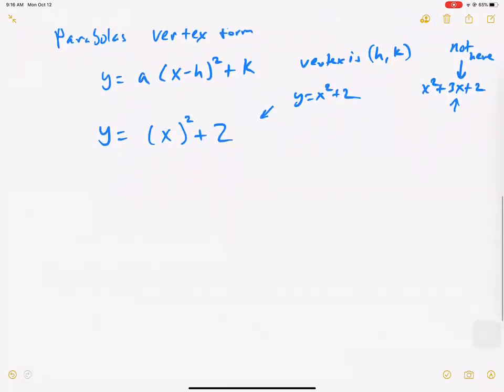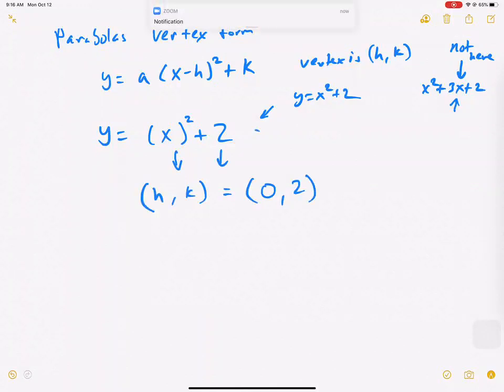So if we do have this pattern, let me ask you, what is your h value and what is your k value? Hopefully you are saying h is going to be 0 and k is 2. And to rewrite this, it's really x minus 0 squared plus 2. Right? x minus 0 is x. So we don't have to see a 0. We can assume that there's one there, because the 0 doesn't affect the problem.